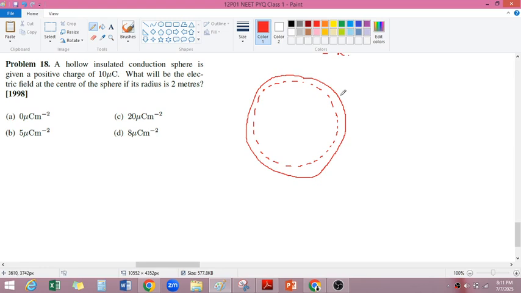I don't know what they mean by insulated conduction sphere. Maybe they mean you keep it in an insulated stand like this. Okay, language is very horrible. They should have said something like you're keeping it on an insulated stand, and then you are putting some charge here, which is 10 microcoulomb. What will be the electric field at the center of the sphere if its radius is 2 meter? Anybody? What will be the electric field formula you have to use?